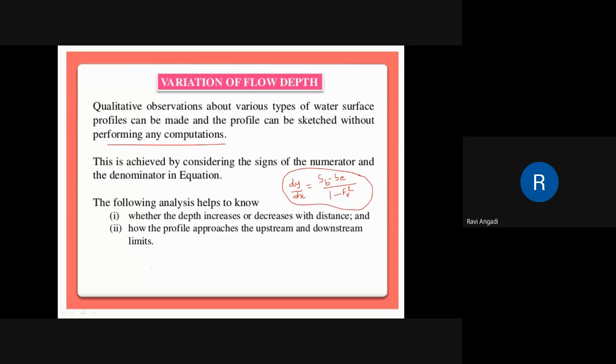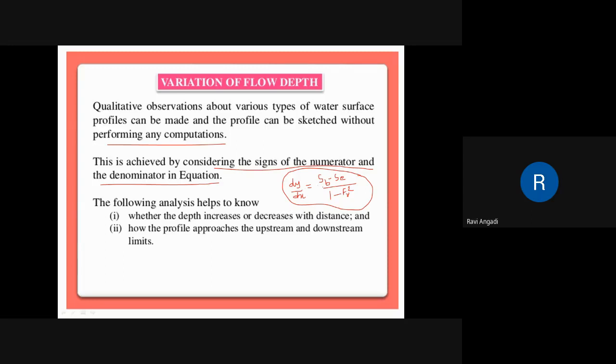Based on this equation, this is achieved by considering the signs of the numerator and the denominator in the equation. If we are getting a negative, as you all know, we get a drawdown curve. If we are getting a positive, we get a backwater curve. The following analysis helps to know whether the depth increases or decreases with the distance and the profile approaches the upstream and the downstream limits.